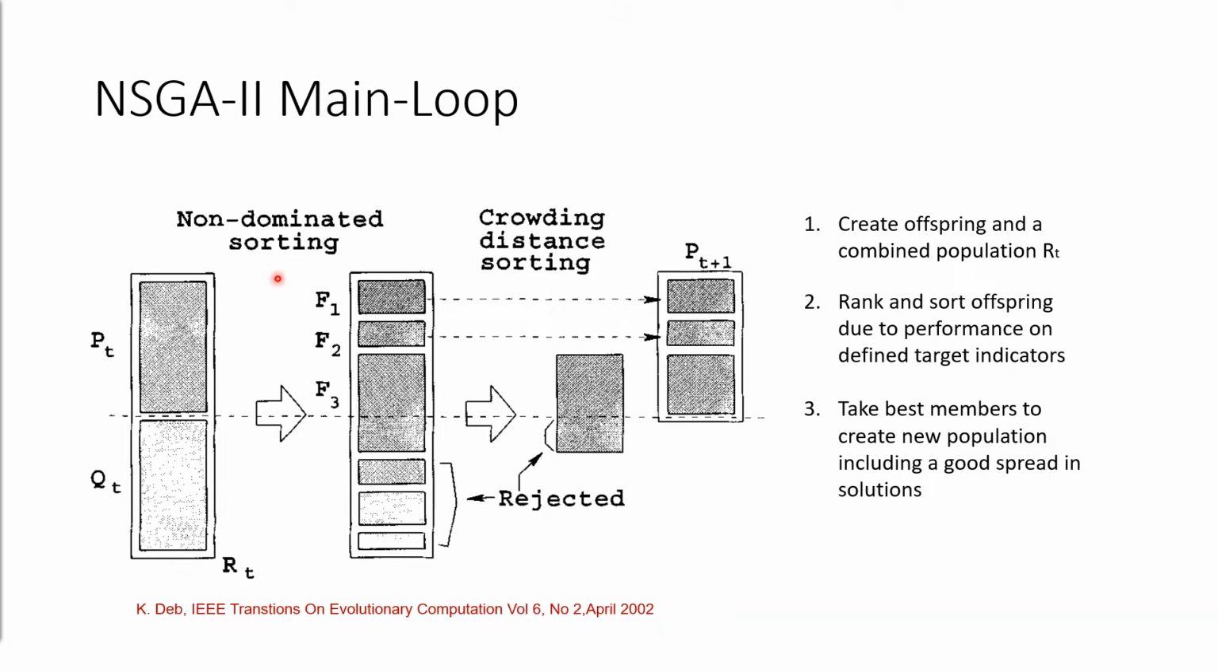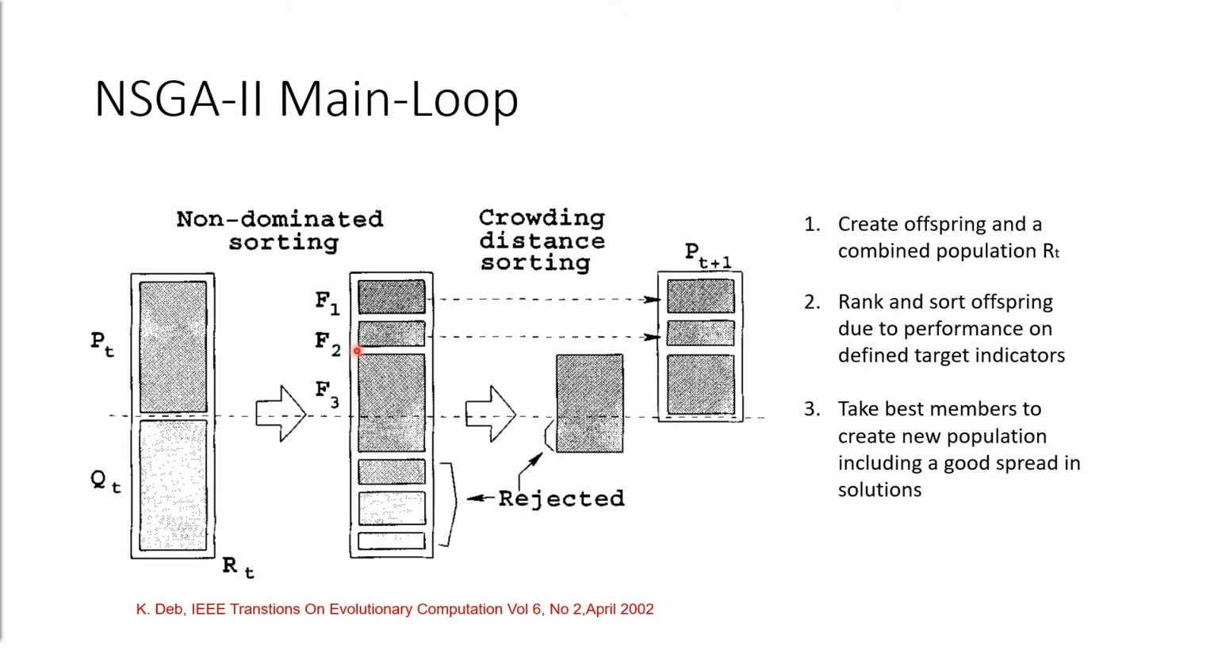Every individual is then ranked based on its performance regarding the target indicators. The better the performance, the better it is ranked. As you can see, this ranking occurs in different fronts, here F1, F2 and so on. The smaller the number of the front, the better the performance of its individuals. I'll go into more detail on the next slide.